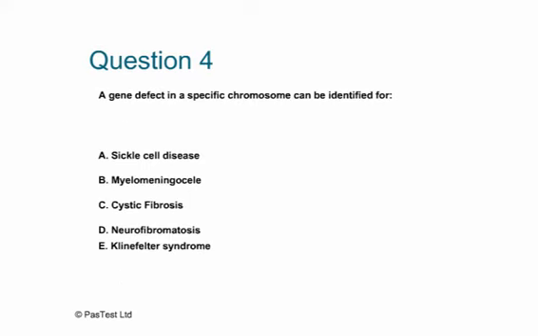Question 4. A gene defect in a specific chromosome can be identified for which of the following? Now, with this question, think carefully about the wording of the question and what it is actually asking you. Then write down the answers you think are correct.